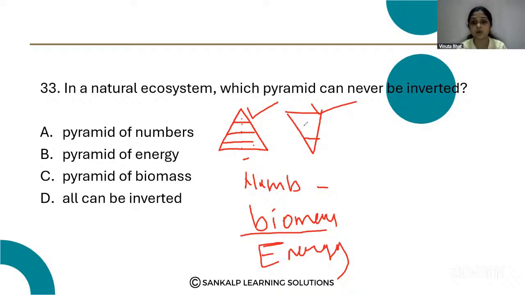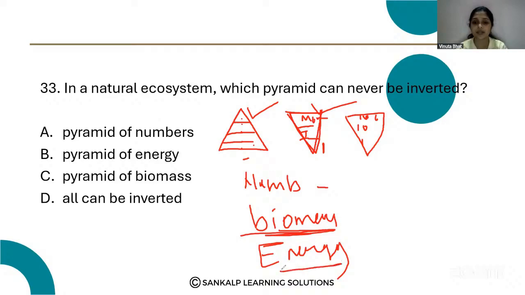But there is one more case. In a tree ecosystem, there is only one tree, but more insects are there and more birds are there. Compared to insects, more birds are there which feed on the insects. So here, when we consider the numbers, it becomes 1, 10, 100. So this is the inverted pyramid. Similarly, in biomass also this happens. Both upright and inverted pyramids are possible.